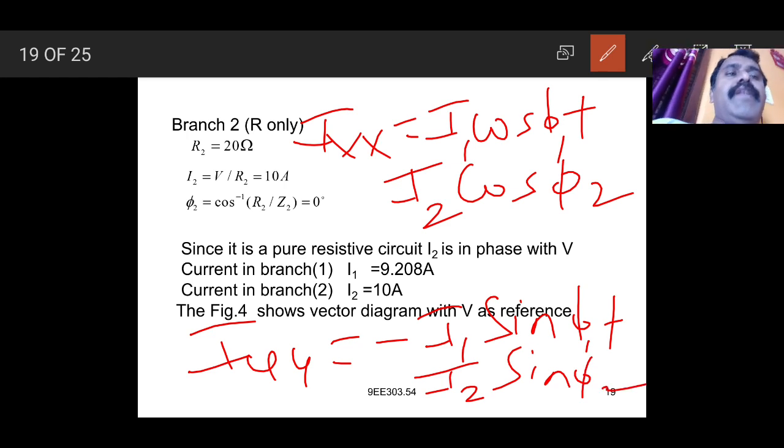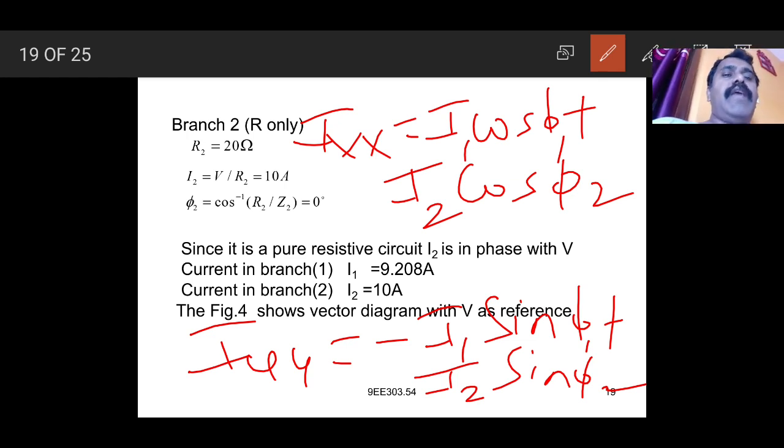So we are taking minus here. I1 sin phi 1 is nothing but wherever here the first branch inductance can be connected. By solving here I1 cos phi 1, phi 1 is equal to some value, phi 2 is equal to some value, I1 is equal to 9.208, I2 is equal to 10 amperes. If we substitute, we can get the value of IXX as a separate value and IYY is a separate value here.